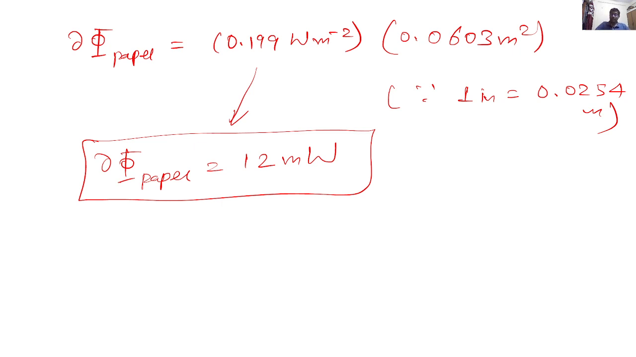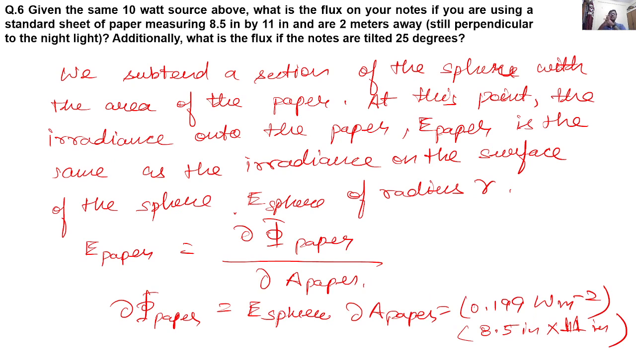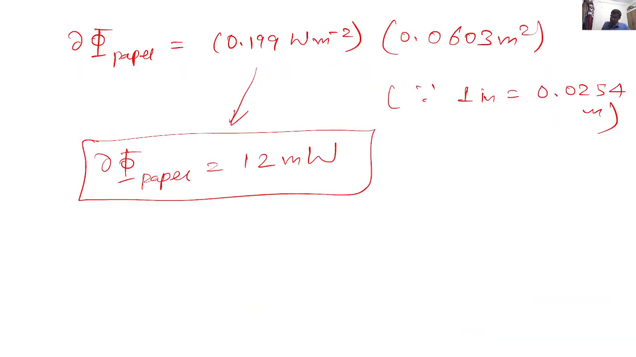Now the second part of the question is, what would happen if you tilt the notes by 25 degrees? What would happen? I will take another slide just to explain it.